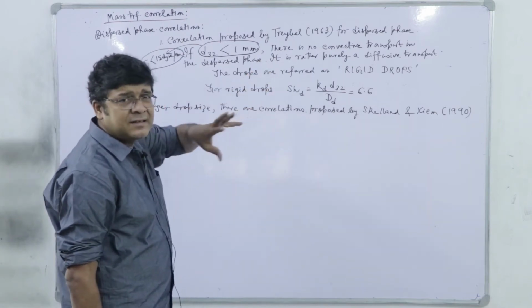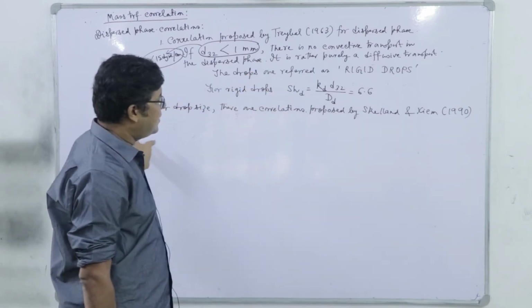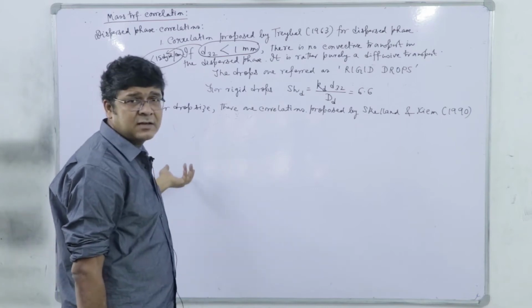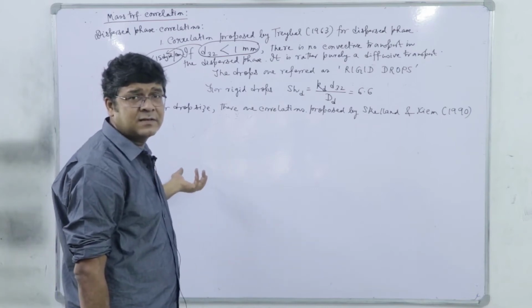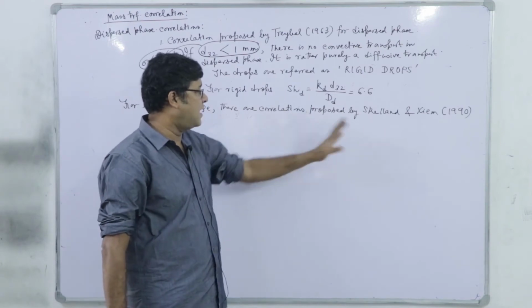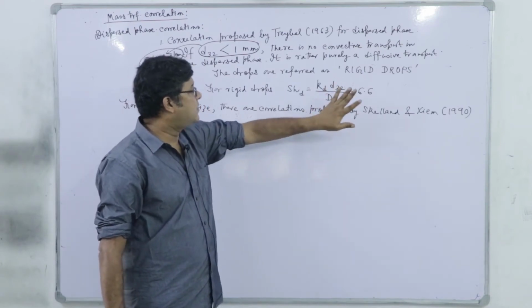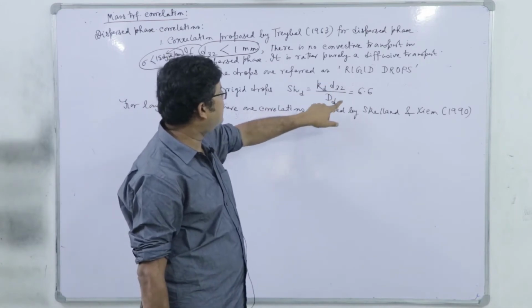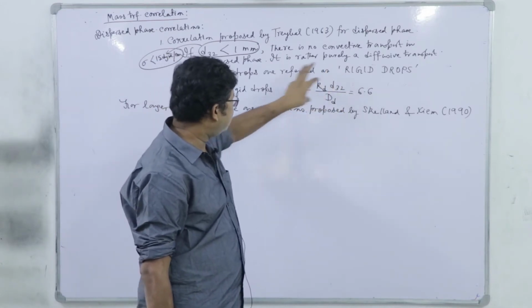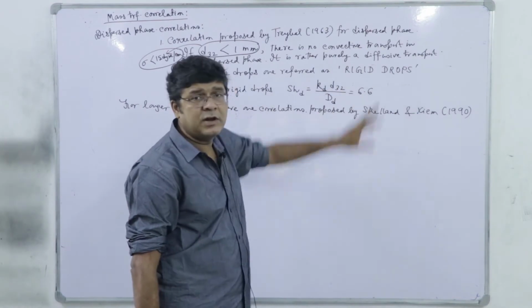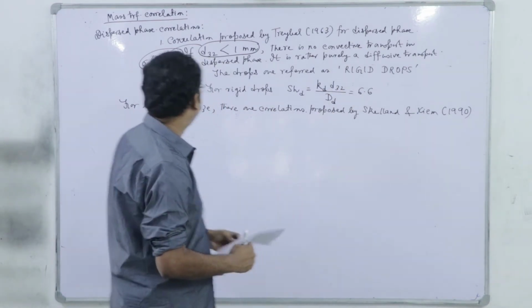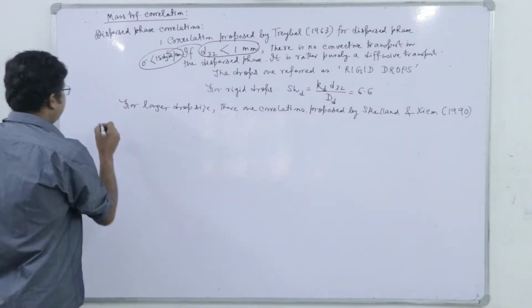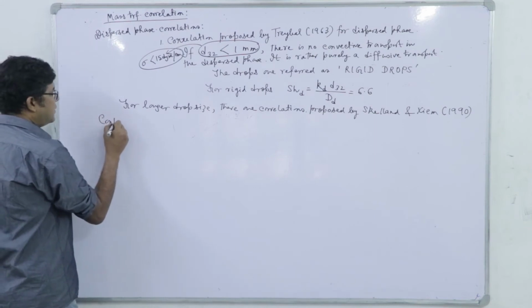But these relations are complex. We will show some examples, and similar complex correlations also exist for the continuous phase. I will just write one. So, this we have to note, where the dispersed phase mass transfer coefficient and the respective Sherwood number attain a constant value. Now, the continuous phase correlation.